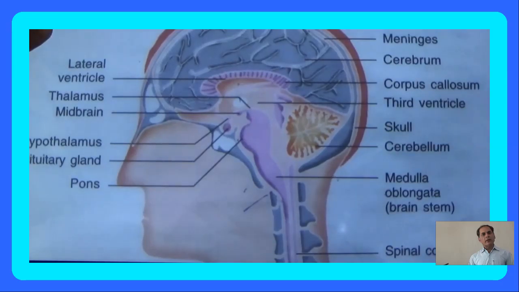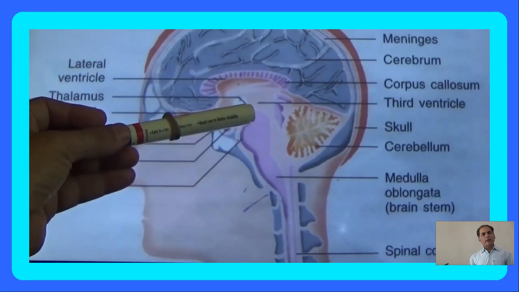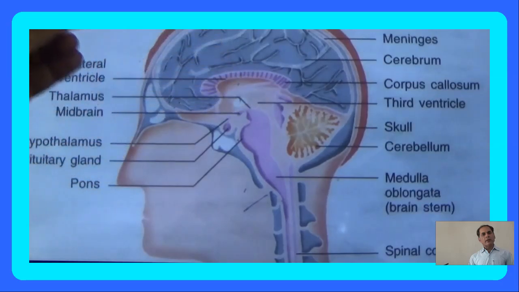The second part is diencephalon. Diencephalon we will study in detail later in this chapter. And the third one is thalamus. You can see its location is here. Thalamus is located here. Now the first one is the cerebrum.